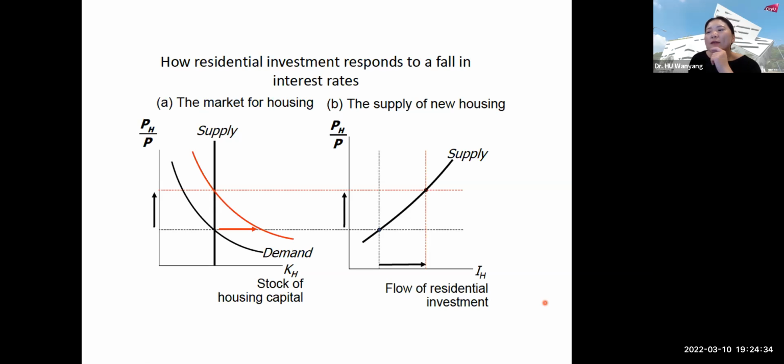Okay, so now we have some market changes. We have a fall in the interest rate, and we want to see how residential investment, this flow, will respond to the interest rate.